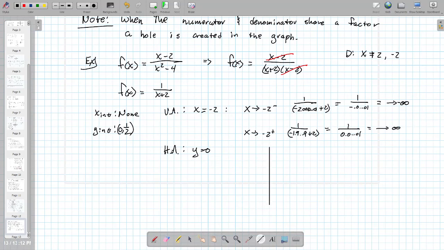You have to be careful and not forget that our domain is important. Remember, our domain is x is not equal to 2 or negative 2. We have a vertical asymptote of x is equal to negative 2. That vertical asymptote. Let's go ahead and draw that.